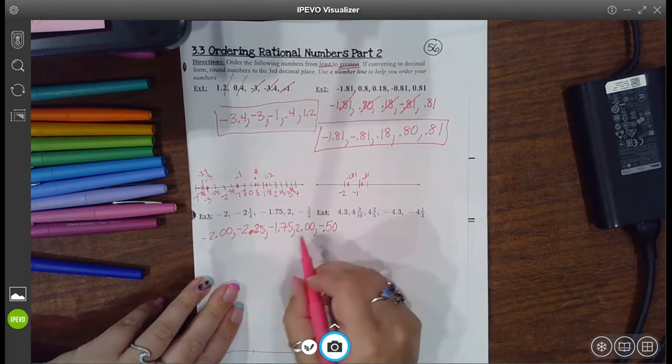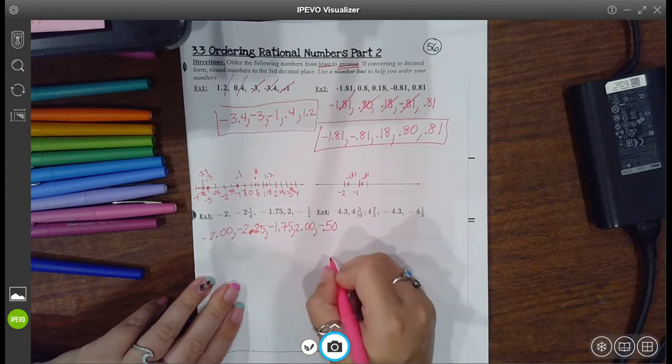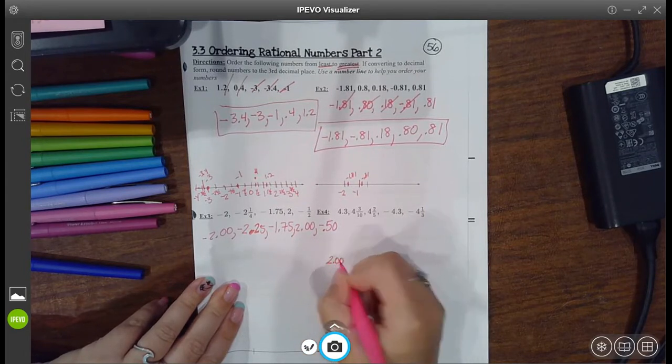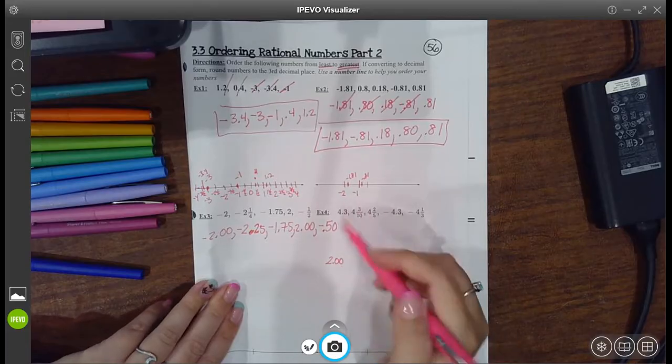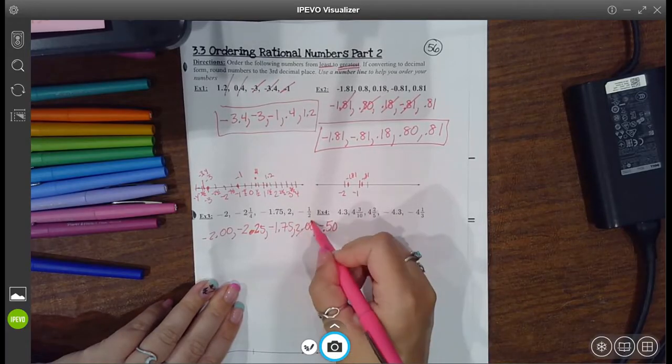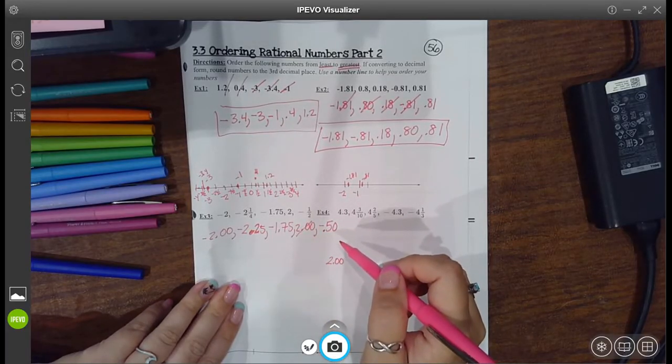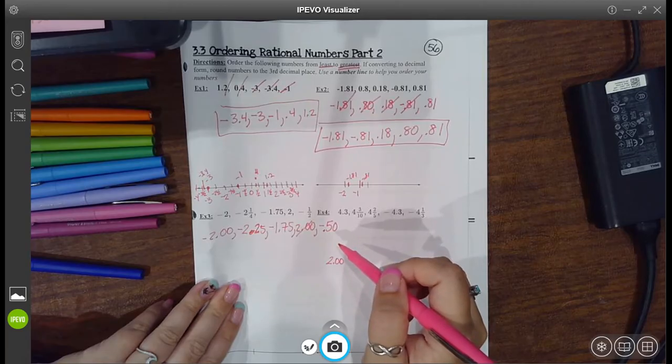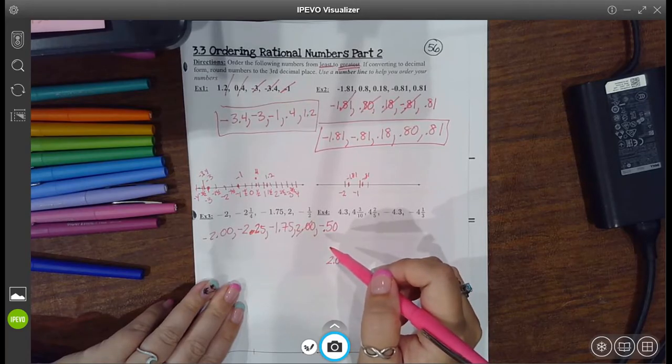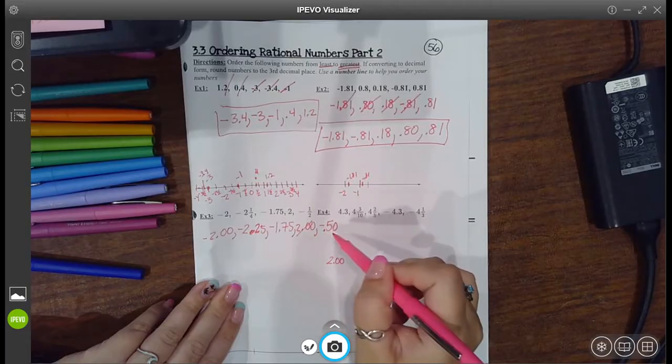The only one that's positive is this 2. So I know that that's going to be at the very end of the list, right? That's going to be the greatest. When determining the smallest, think of it in terms of money. Like you'd rather owe less money. That's better for you, right? So what's the least amount of money here?